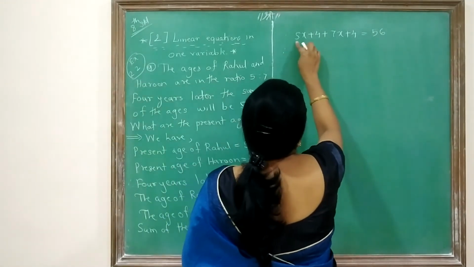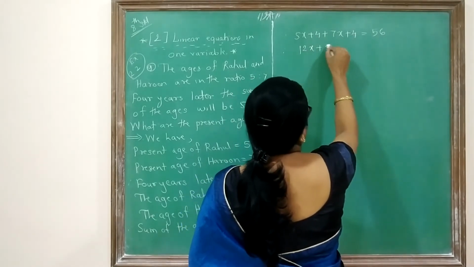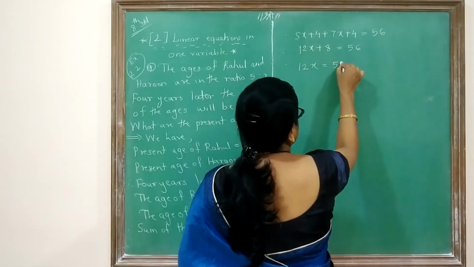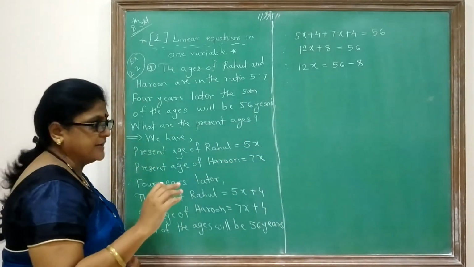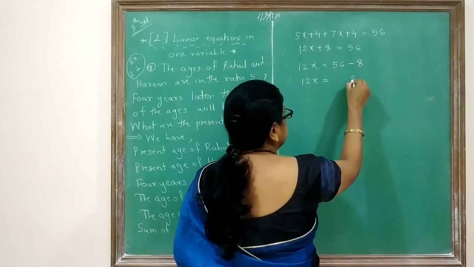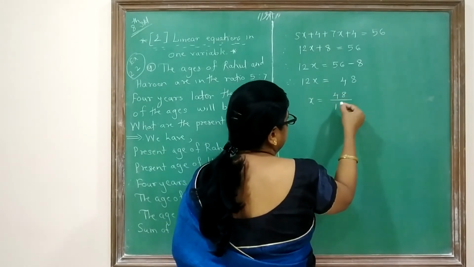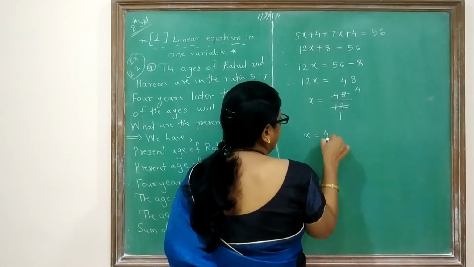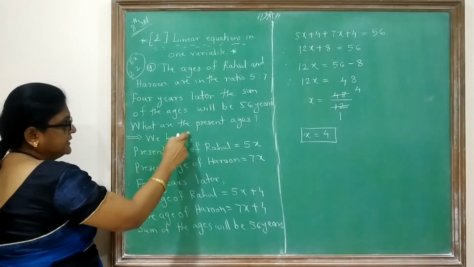Therefore, 5x plus 7x, that is 12x, plus 4 plus 4, that is 8, equal to 56. Therefore, 12x equal to 56 minus 8, because this plus 8 will be transferred to that side, that is minus 8. And therefore, 12x equal to 48. Then x equal to 48 divided by 12, that is 12 fours are 48. Then x equal to 4. Then your question is what? What are the present ages?